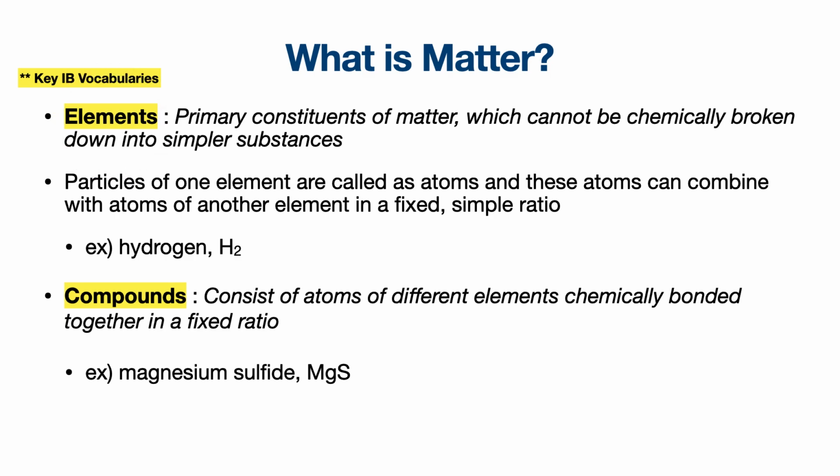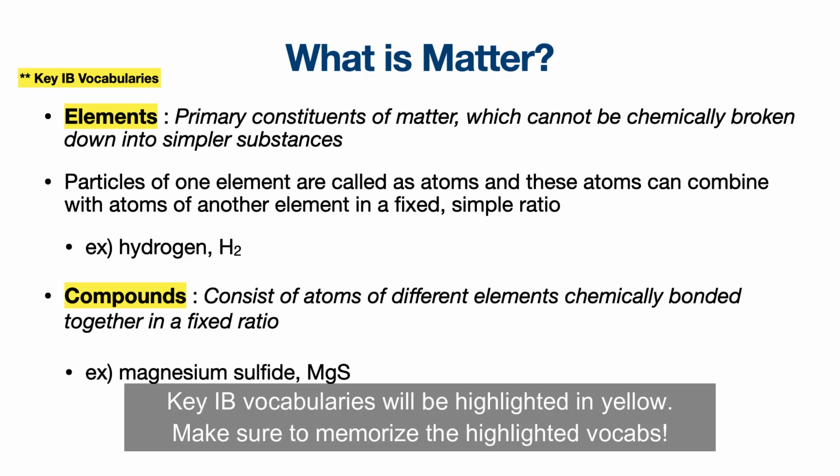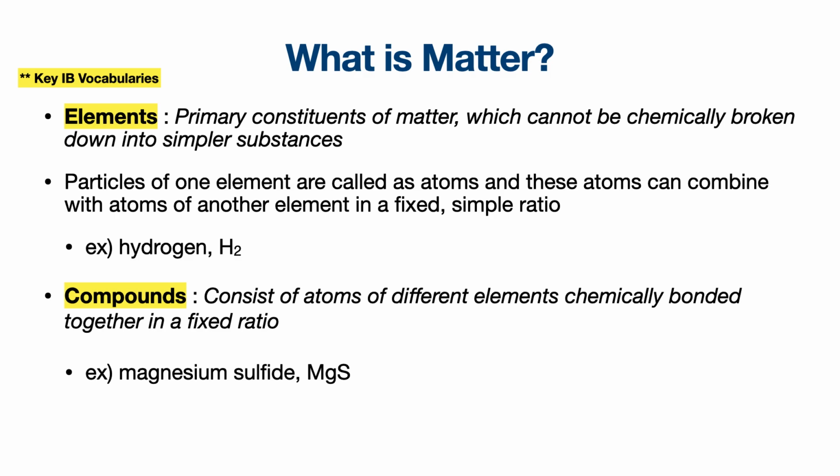Throughout the video, I will highlight words that IB considers to be important in yellow. It is crucial for students to learn and memorize the definitions of these words because they can be tested on both the Paper 1 and Paper 2 external assessments.